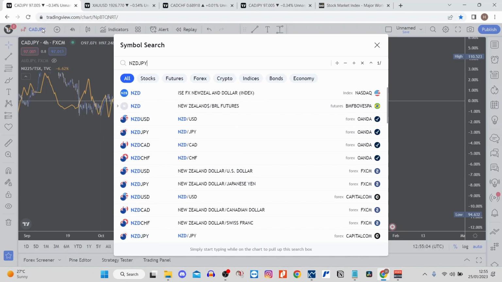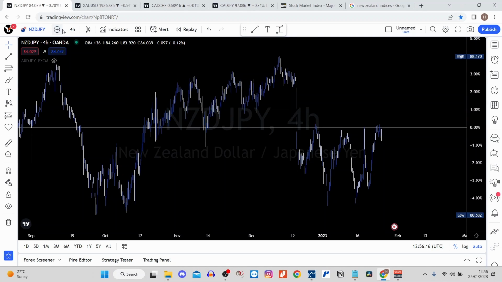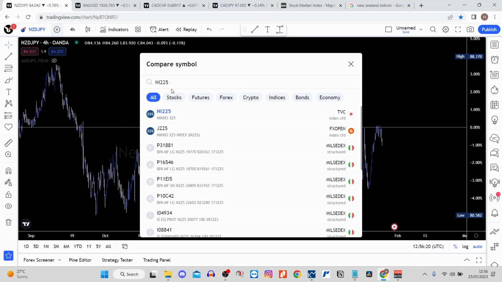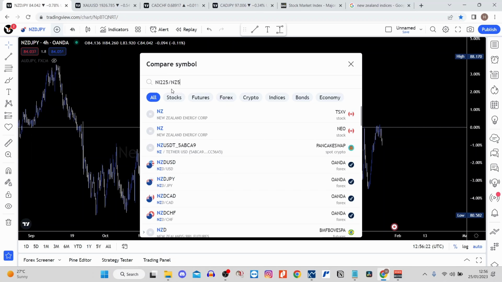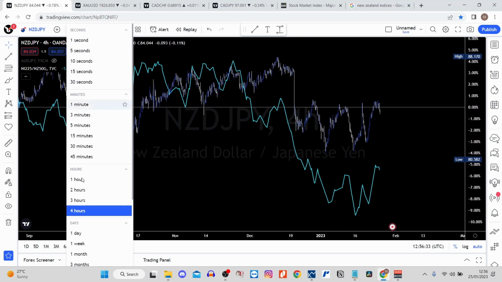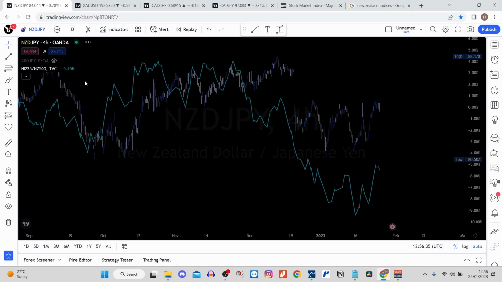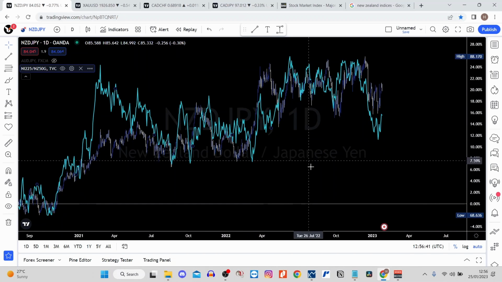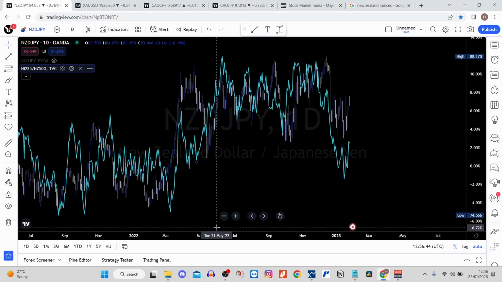New Zealand dollar and Japanese yen. For this one, you can use the Nikkei 225 divided by the New Zealand 50. Doesn't matter which one, I think it's just TVC one. You can use that. Just look at it on the daily time frame. Again, always ensure that you print to no scale, because you just want to see the relationship, right?